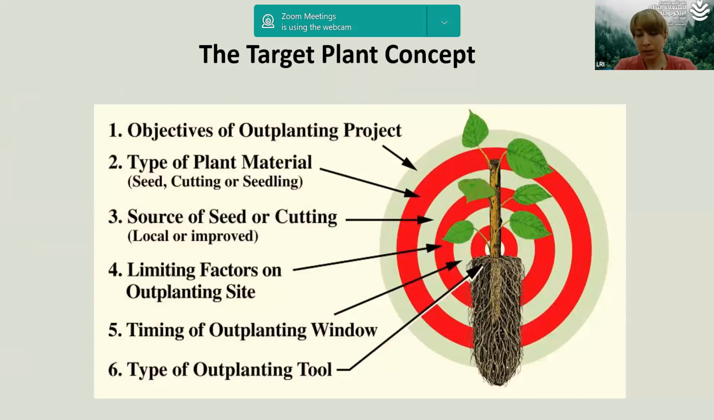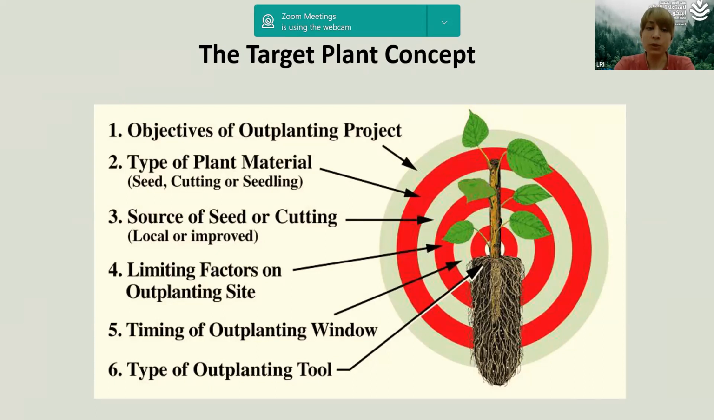This is where the target plant concept comes in. In a very easy way, we are customizing a plant material, be it a seedling or seeds, to an actual objective and an actual site, which will ensure a higher survival rate. We will go into it in the next few slides, but the target plant concept mainly focuses on six different components. The first one is identifying the objectives of any project. And this is the main one before starting.